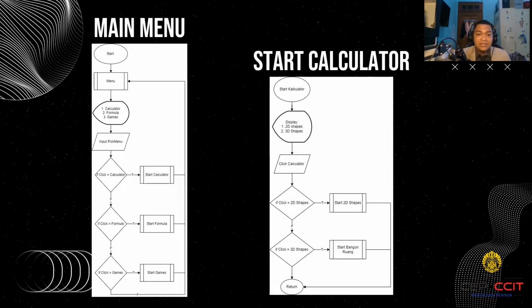On the right side is the calculator function. It will be called when the calculator button is clicked. It starts by displaying whether you want to calculate two-dimensional or three-dimensional shapes. Then if you click two-dimensional, it will call the two-dimensional class. If you click three-dimensional, it will call the three-dimensional class.